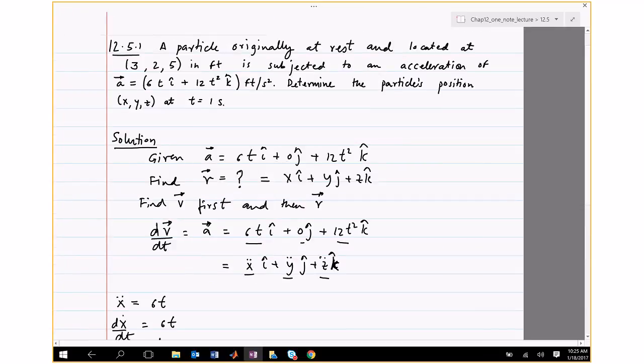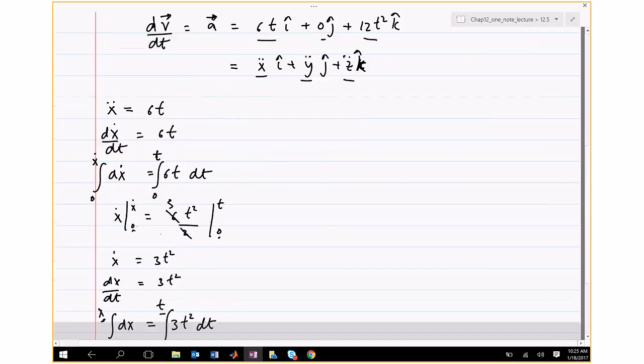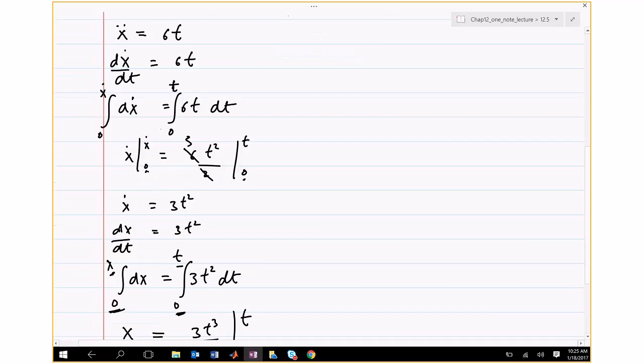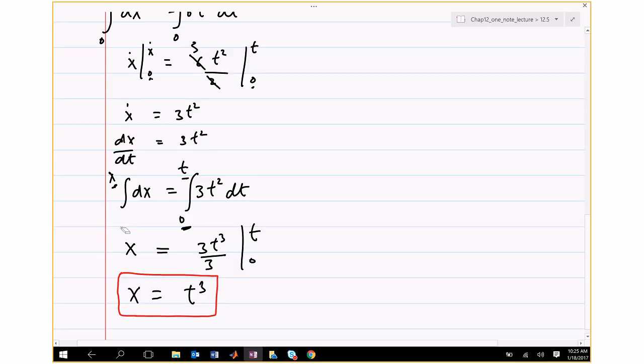You're told that the particle is at rest, so velocity is 0 at time t equals 0, but the position is not 0. It's 3, 2, 5. So you guys should catch me if I make a mistake. So this is not 0. This thing here is not 0. It is 3.